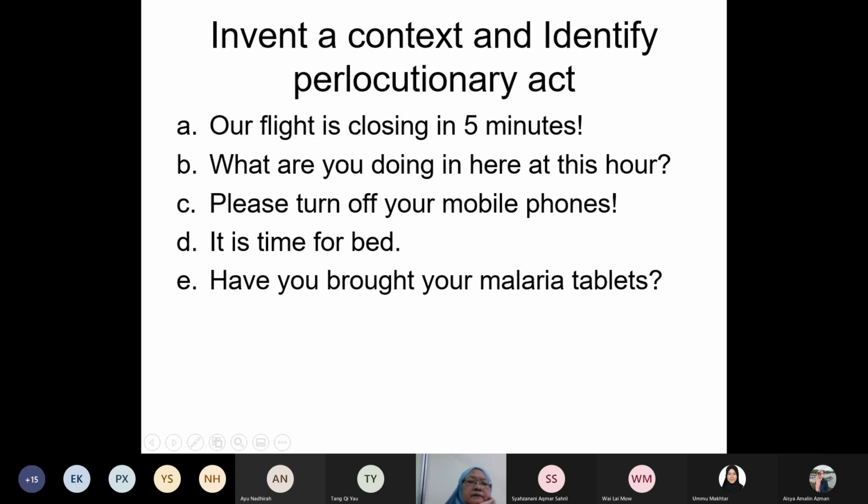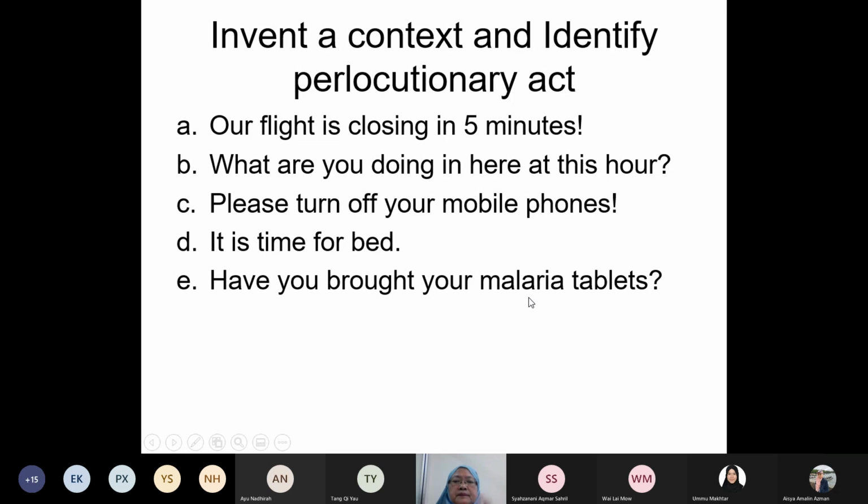Okay, so you can imagine, "please turn off your mobile phones." You can imagine that you're in the lecture room. So the perlocutionary act is you immediately take out your phone and turn it off or put it on silent. Another one: "It's time for bed." The children keep away all the toys that they're playing with, and then start preparing for bed, brushing the teeth, washing the legs and all that.